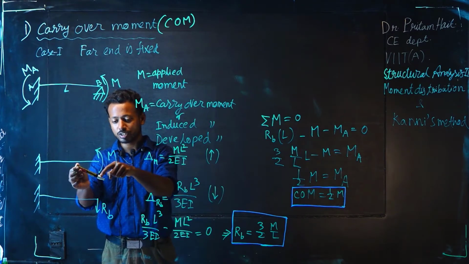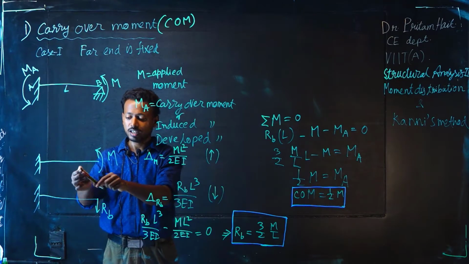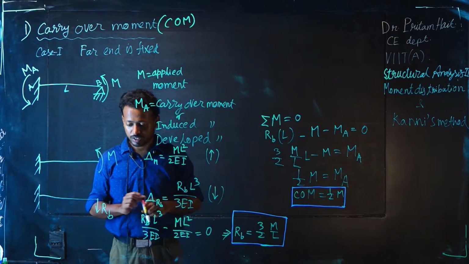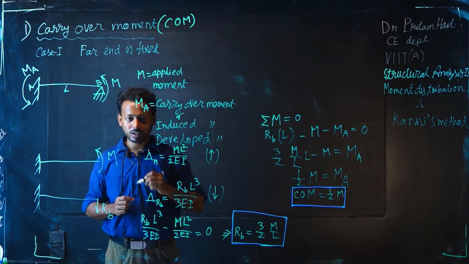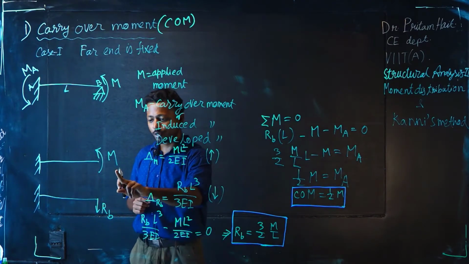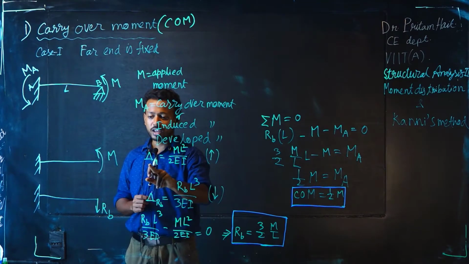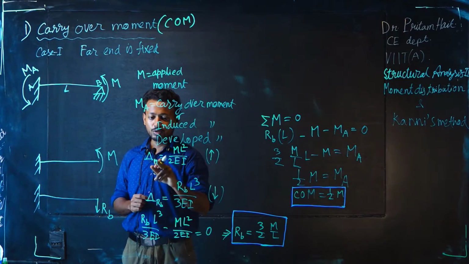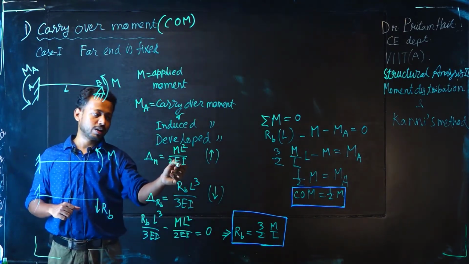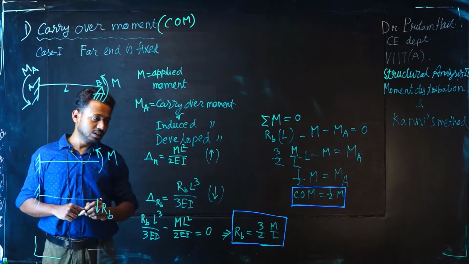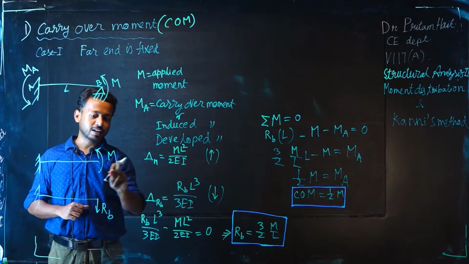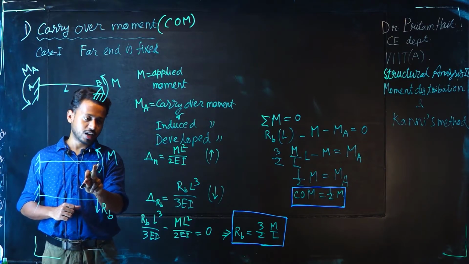That force will induce a moment which is clockwise, and this moment and this moment will be counteracted to each other. That's why RB should be in the downward direction, right? So due to applied moment M, what will be the deflection at this point? Due to the applied moment M, the deflection will be ML square by 2EI, right? Which will be in the upward direction, the displacement at B point, right?